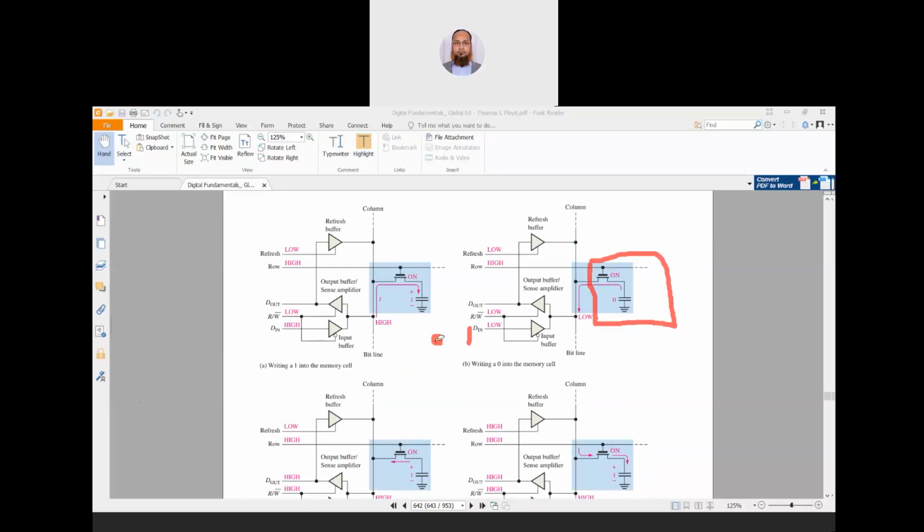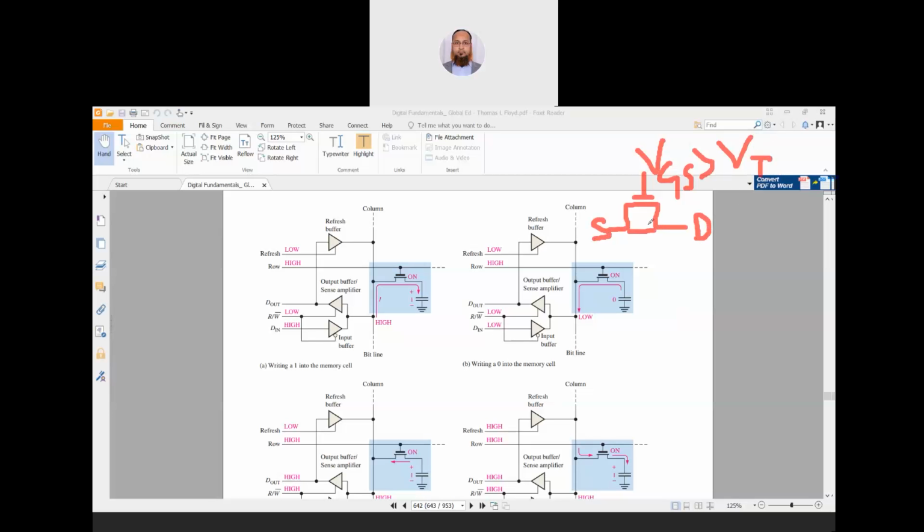Before this, just a quick reminder of how the transistor works as a switch. You may be remembering. If the transistor is like this, and we apply a gate signal VGS, and this VGS is greater than VT, what happens? This transistor connects these two lines. So the source will be connected to the drain, you can see, and the current will be flowing.